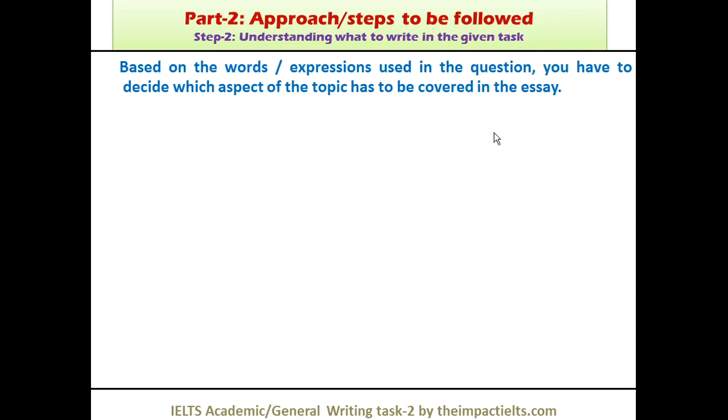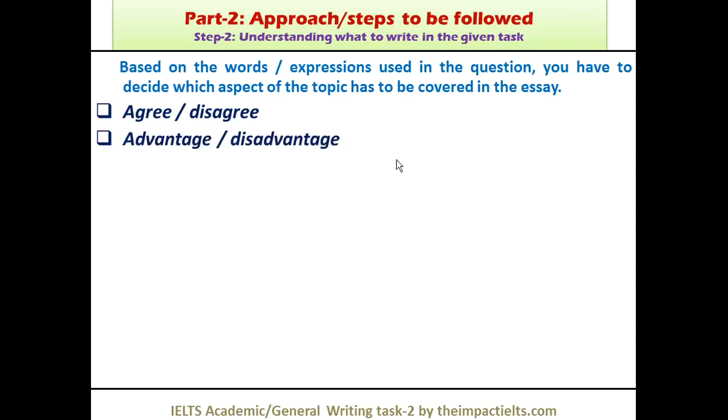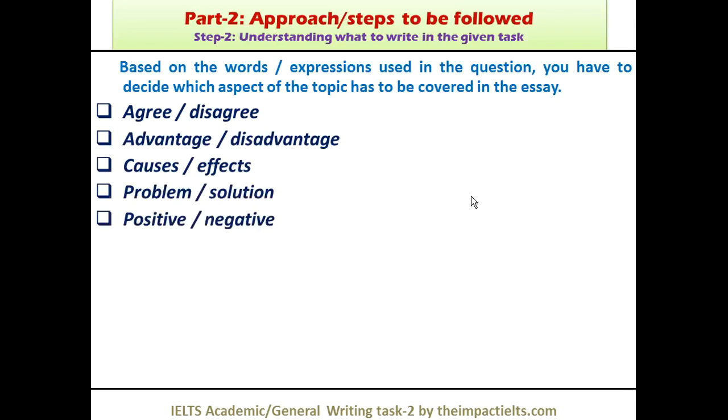Let's try to understand. If it is agree disagree, what can be there? If you talk about the broad type of questioning words, it can be agree disagree, advantage disadvantage, causes and effects, problem or solution, positive or negative. I'm not talking about question type here. The same question word can be for opinion type of question, the same can be for discussion type, and the same can be for both opinion and discussion.